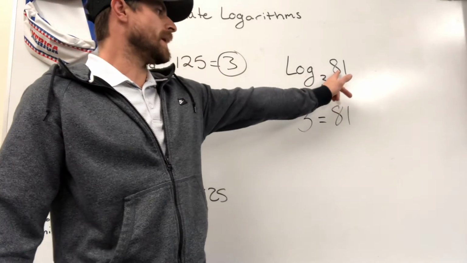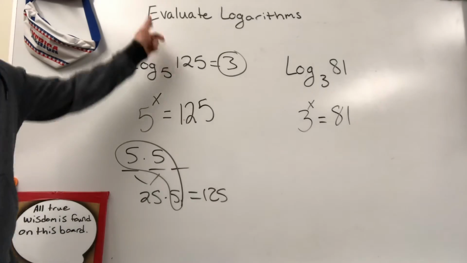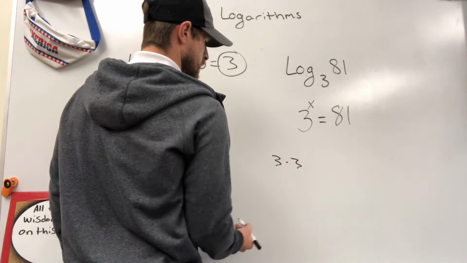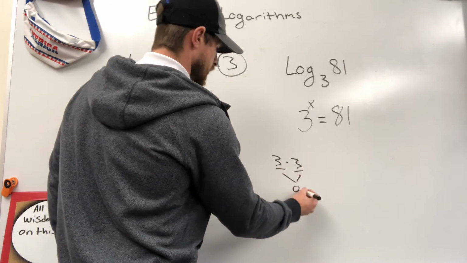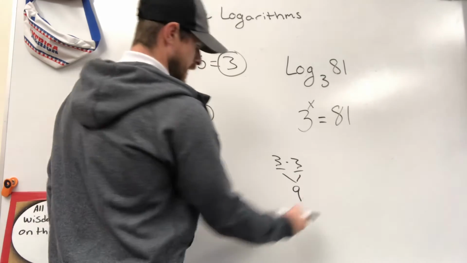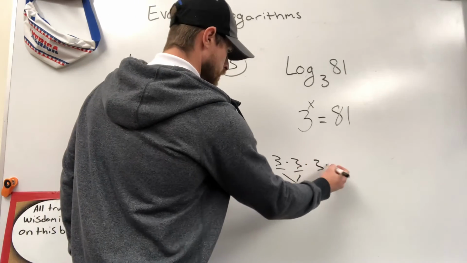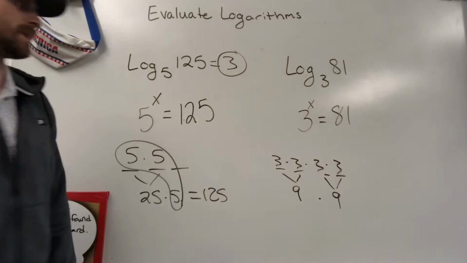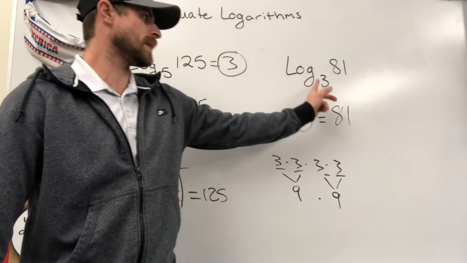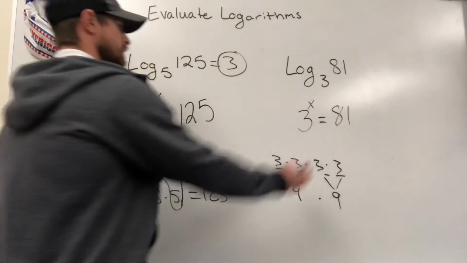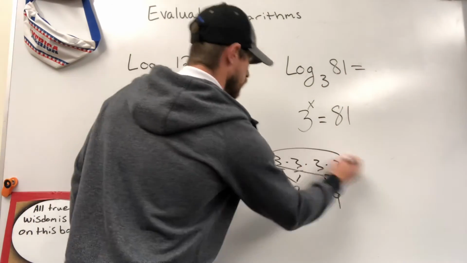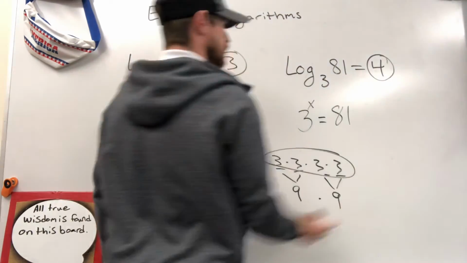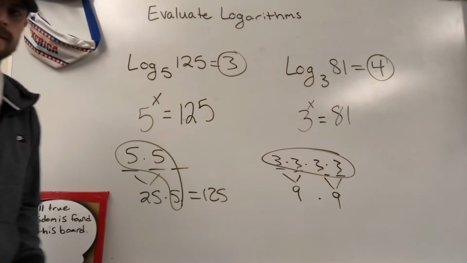Log base 3 of 81, okay, if I need to evaluate that, I'm going to say 3, how many times? 3 times 3 makes 9. And I know 9 times another 9 would make 81, so I need to multiply 2 more 3s. That makes a 9 there. 9 times 9 makes the 81. So log base 3 of 81 is 1, 2, 3, 4. 4 is the value we would have to put in place of x to make this true.